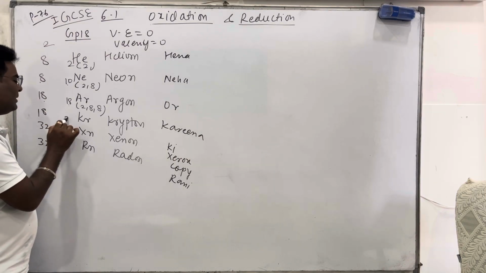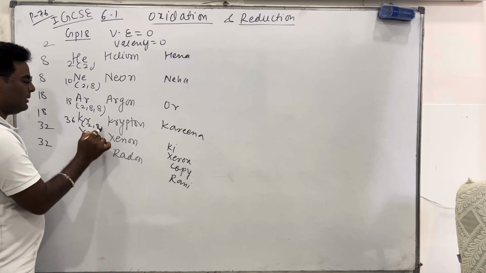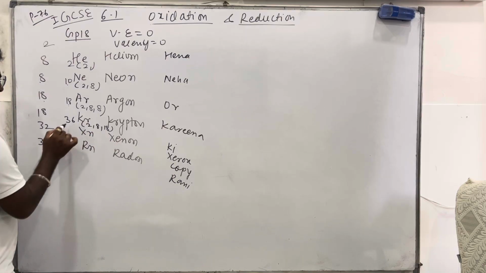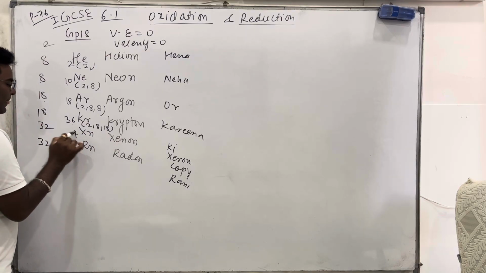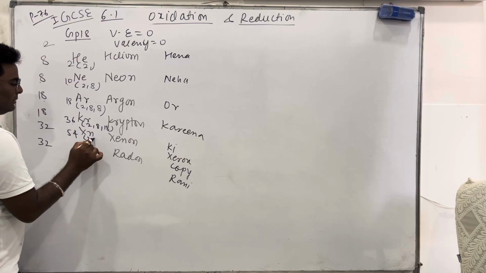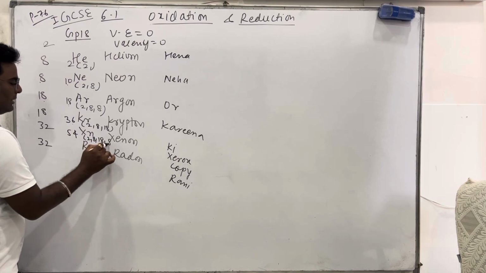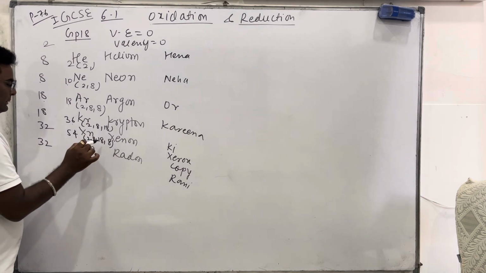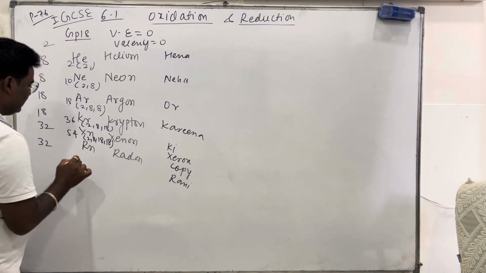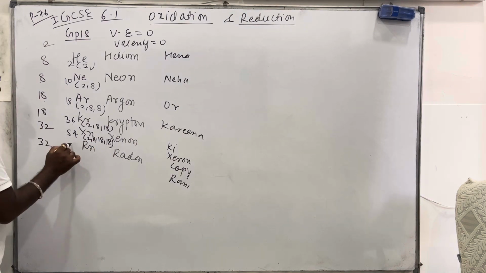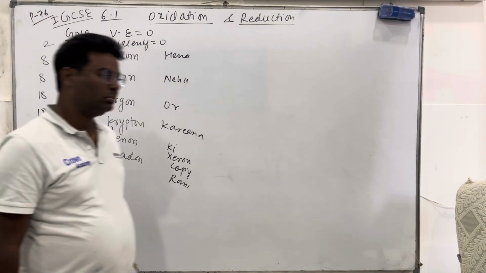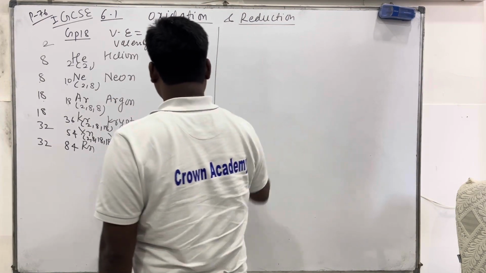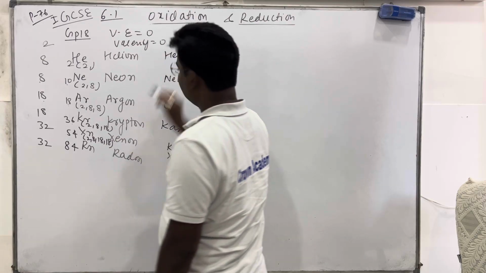8 plus 18 is how much? 36. 2, 8, 18, 8. 36 plus 18 how much? 54. So it is 2, 8, 18, 18. Understood? Now radon: 54 plus 32 is how much? 86. Understood? So its oxidation state is 0.